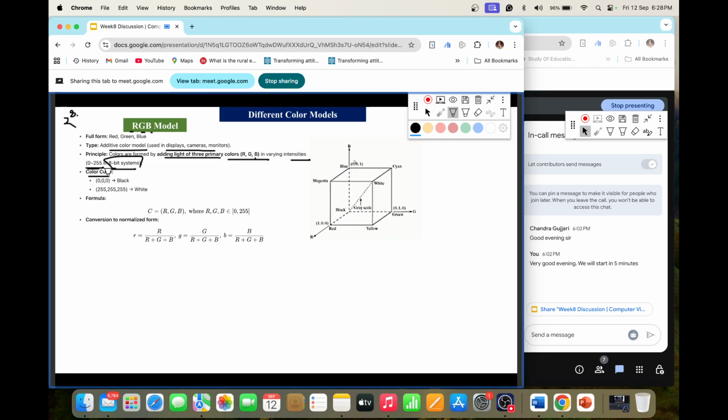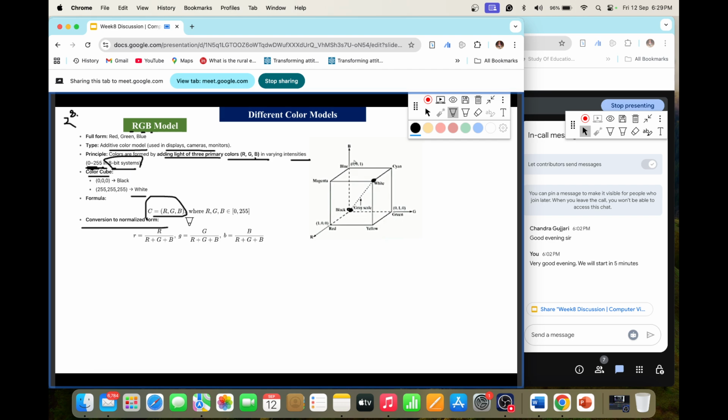Then this is the color cube. 0 0 0 is black, and 1 1 1 is white. We do not write 1 because we are writing it in 8-bit form, that is from 0 to 255, so 255 255 255 is white. And the color will be formed by this RGB, and conversion to normal form can be calculated.